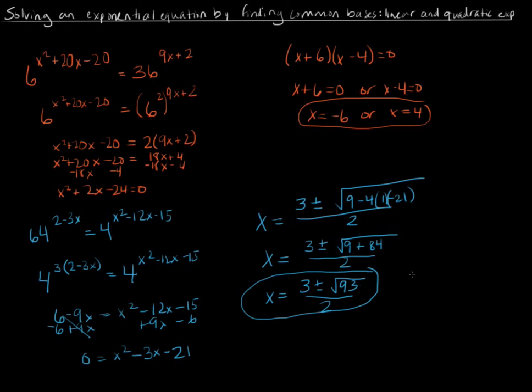Actually, maybe it does. Let me see. 93 would equal 3 times 31. No, that doesn't simplify. So it's 3 plus or minus the square root of 93 over 2. And that is how you solve an exponential equation, by finding common bases with linear and quadratic exponents.